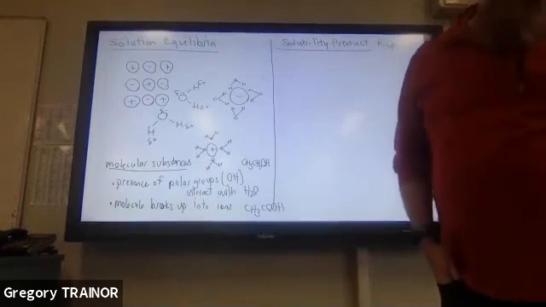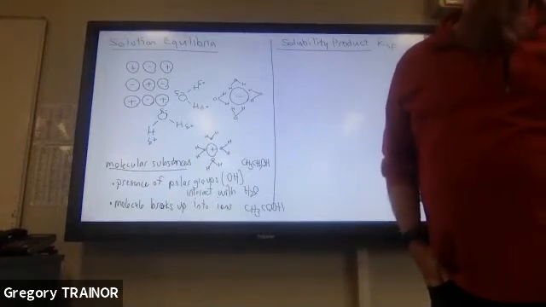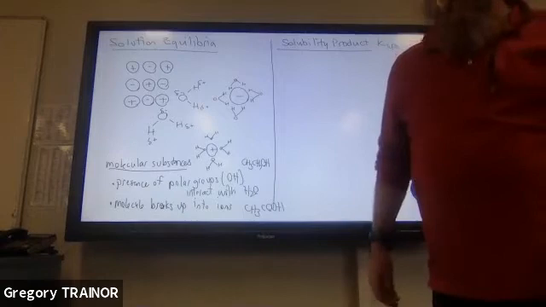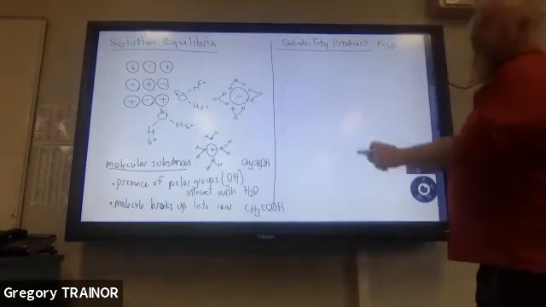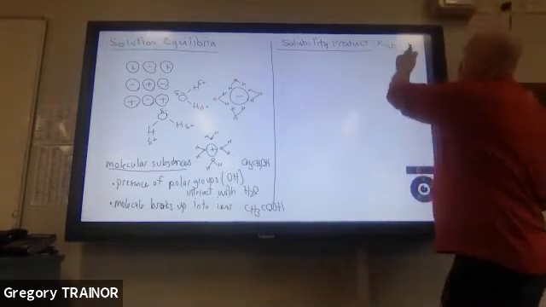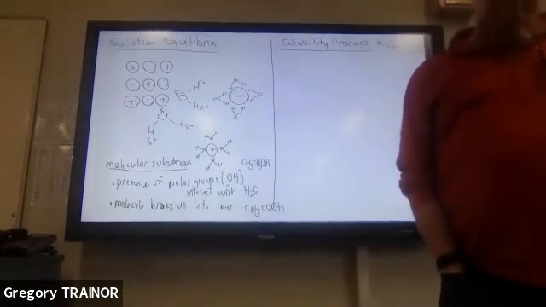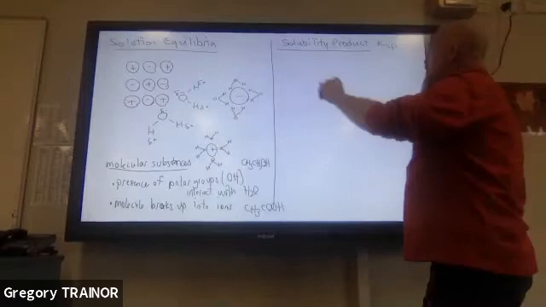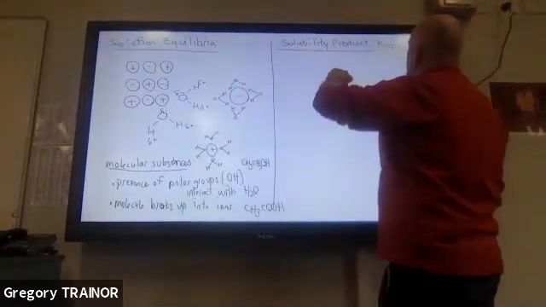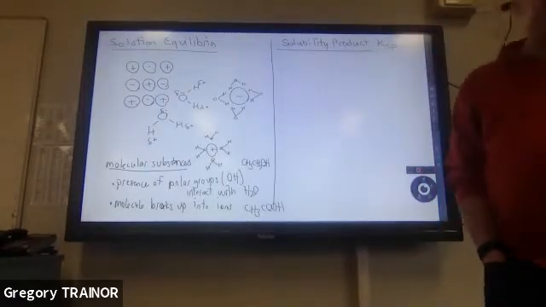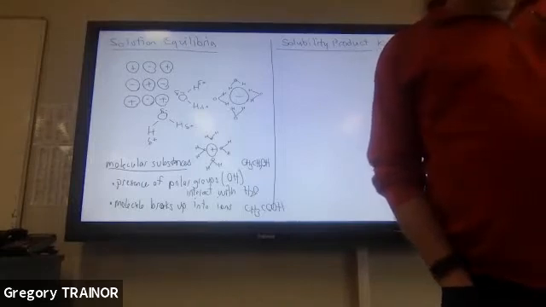We just need to tidy up solution equilibria. The last equilibrium constant that you're required to be able to use is Ksp, which is called the solubility product. Now, the solubility product is the equilibrium constant for the dissolving of a solid.